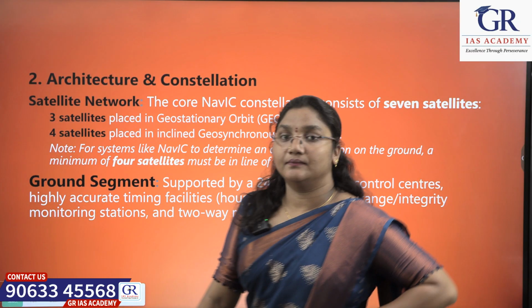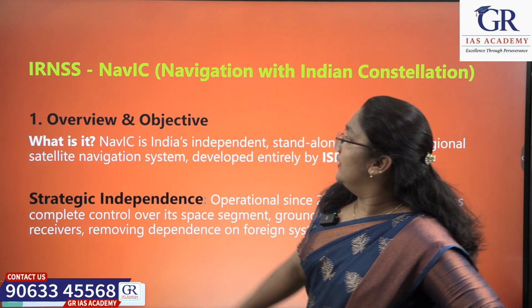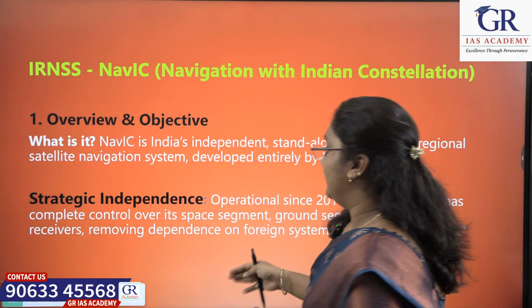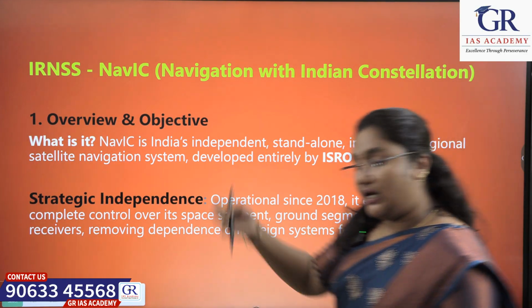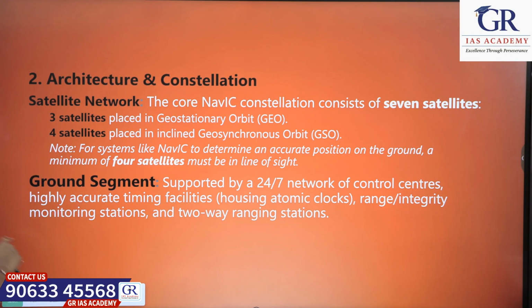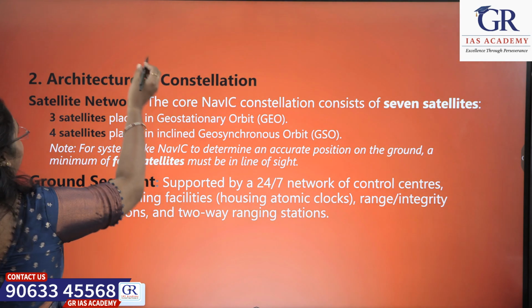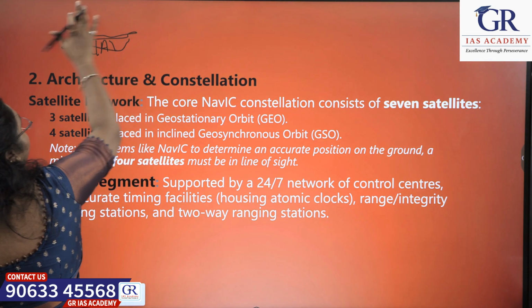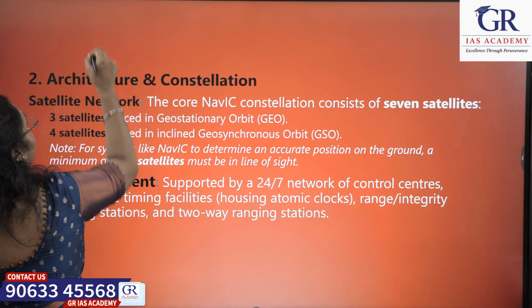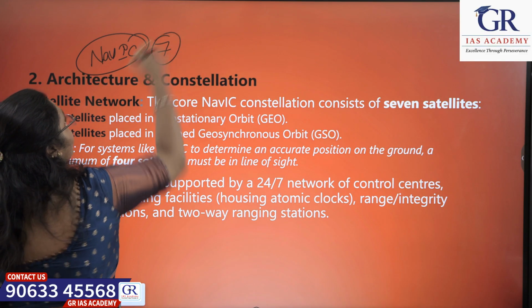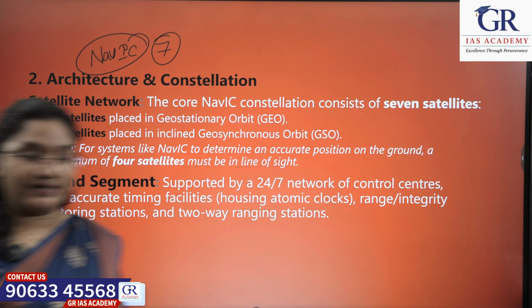Next, let us see. We have seen what NAVIC is and its strategic independence. Now let us move on to the architecture and constellation, how it is designed. Basically, NAVIC is designed with 7 satellites.